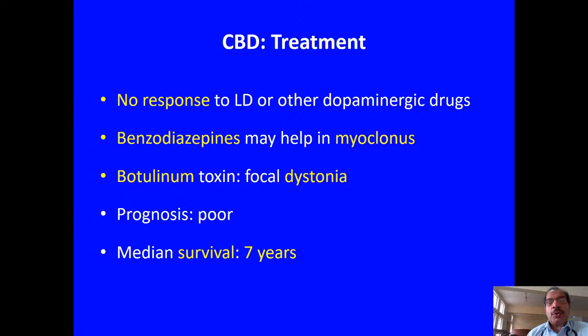If the patient has other manifestations, you can give symptomatic treatment. Like if a patient has myoclonus, then you can give drugs like benzodiazepines. If severe dystonia or severe rigidity is present in a particular part of the body, then you can take the help of drugs like botulinum toxin. Otherwise, there is no specific treatment and prognosis is very poor, and within a few years most of the patients succumb to the disease. With this, I come to the end of this discussion.